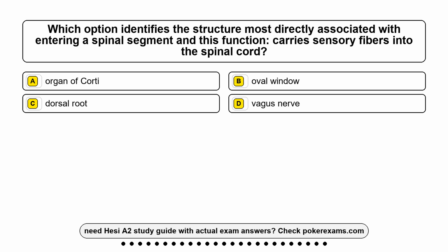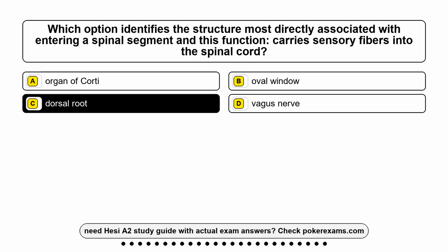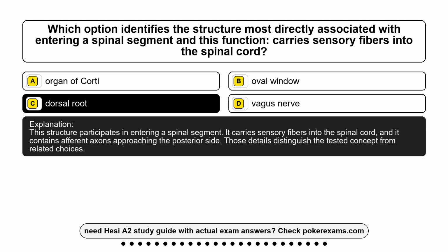Question 9. Which option identifies the structure most directly associated with entering a spinal segment and this function carries sensory fibers into the spinal cord? Option A, organ of Corti. Option B, oval window. Option C, dorsal root. Option D, vagus nerve. The correct answer is option C, dorsal root. This structure participates in entering a spinal segment. It carries sensory fibers into the spinal cord, and it contains afferent axons approaching the posterior side. Those details distinguish the tested concept from related choices.